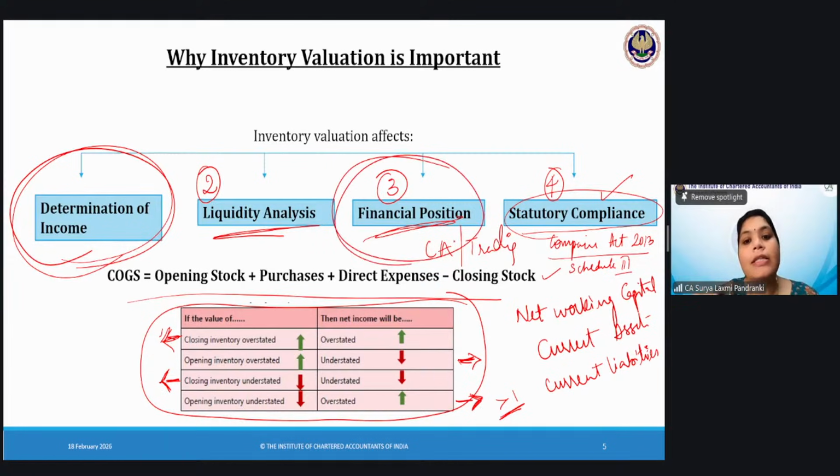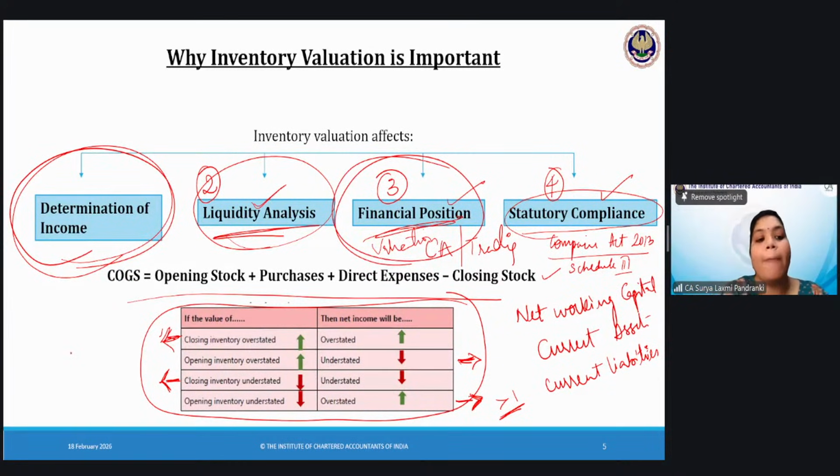In this third point, we are talking about how the valuation will affect your financial position. It is because the inventory is placed in your balance sheet under your current asset. Any wrong classification or wrong valuation will affect your financial position. But here, any wrong valuation of your inventory will affect your liquidity position, as in it will tell you whether you are able to pay back your liabilities or not, right?